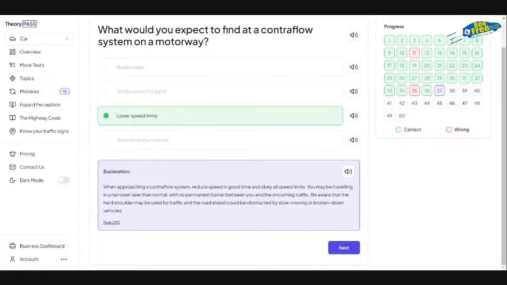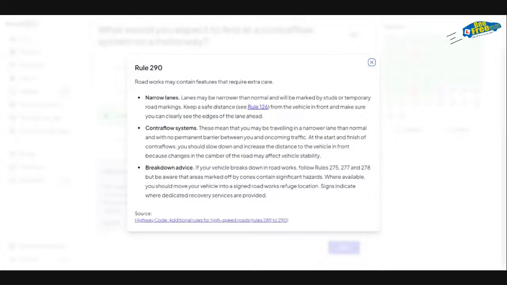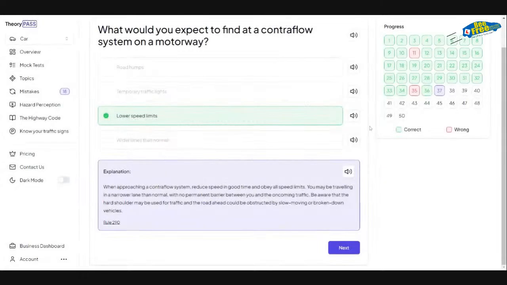So when approaching a contraflow system, reduce speed in good time and obey all speed limits. You may be traveling in a narrower lane than normal, with no permanent barrier between you and oncoming traffic. Be aware that the hard shoulder may be used for traffic and the road ahead could be obstructed by slow moving or broken down vehicles. And it does tell you the rule there in the Highway Code, 290. I'm just going to click on that. Okay, so that's interesting. So you can read that at your leisure. Okay, so that one got me thinking.